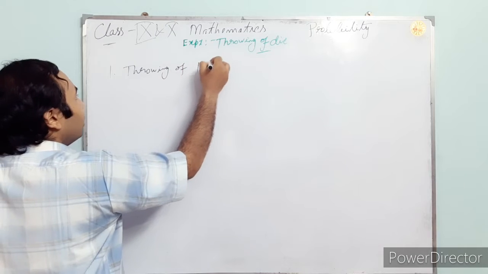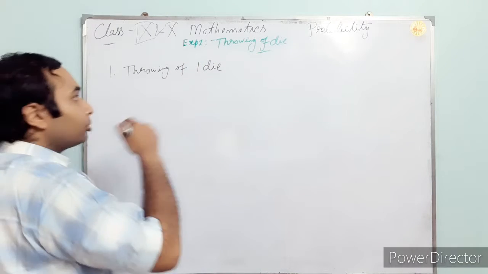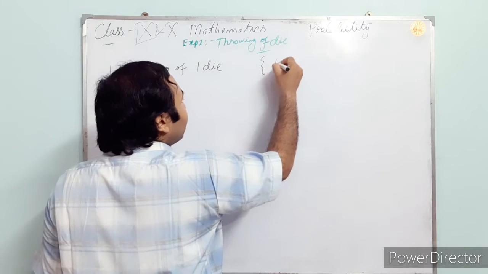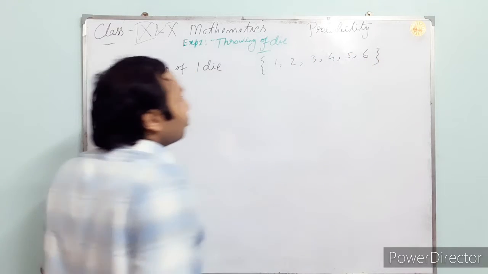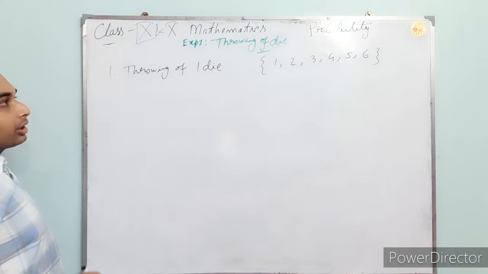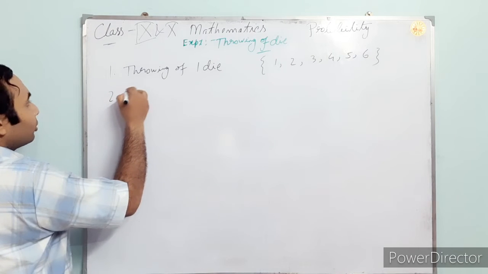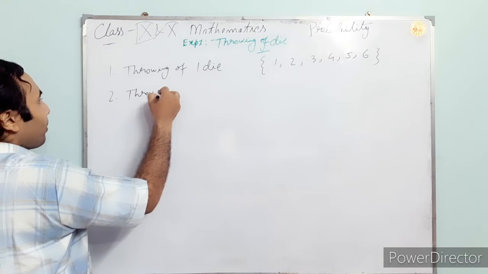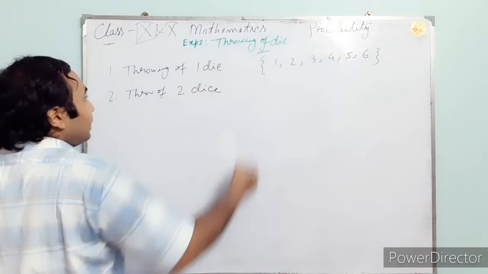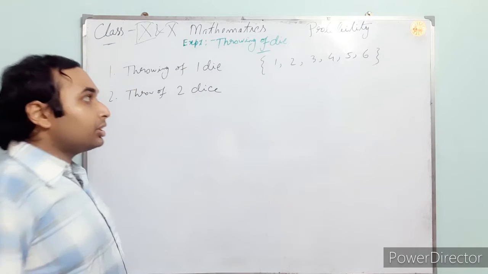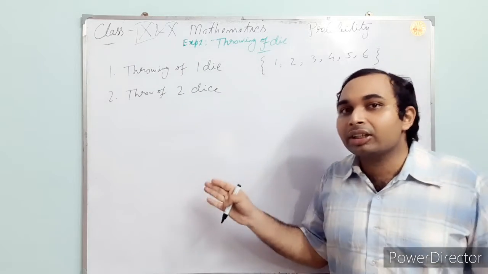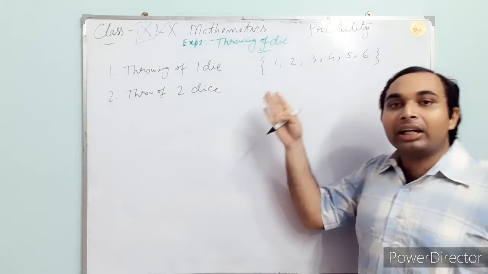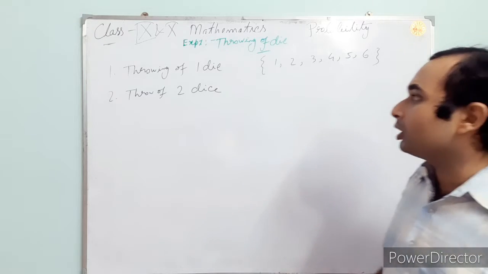Throwing of one die. Here the possible outcomes are only 1, 2, 3, 4, 5, 6, because only 6 faces are there, so 6 outcomes will come. Now, throwing of 2 dice. This sample space is very much important. Actually, here 6 square, 6 faces are there, so 6 square, that is 36 outcomes will come.